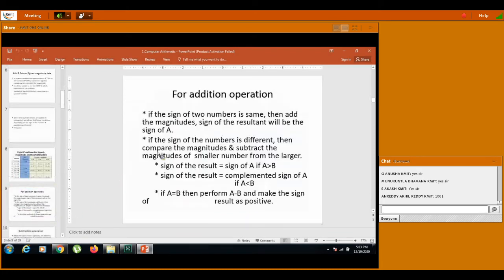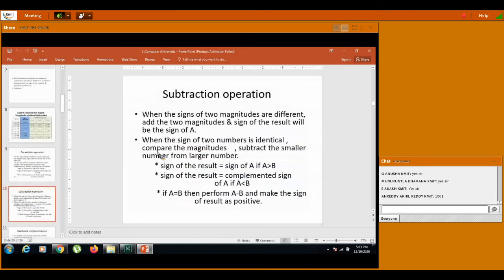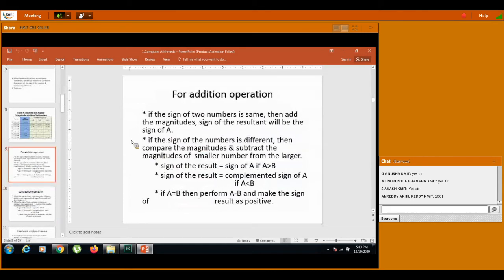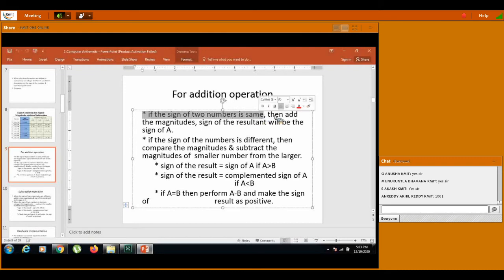Yes, for the addition operation, that we are going to see. Now here, if the sign of the two numbers is the same, then add the magnitudes. The sign of the resultant will be the sign of A. If both signs are the same, that means you are adding plus 9 and plus 2, the answer will be plus 11 only. That's what is given here.